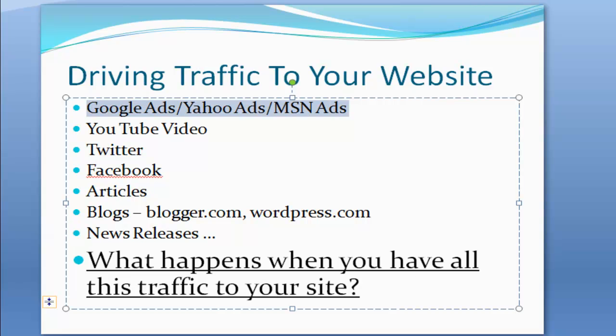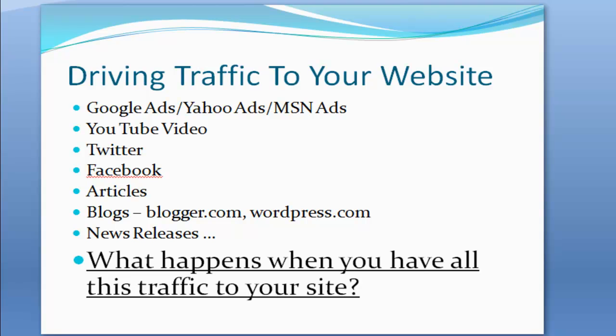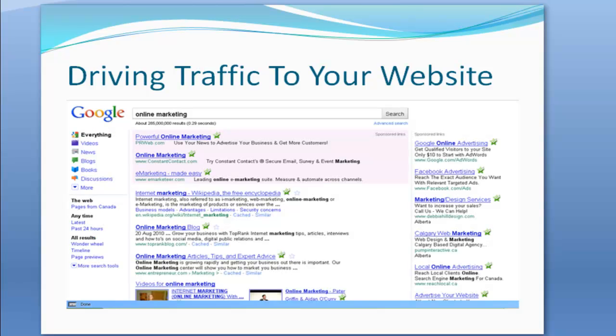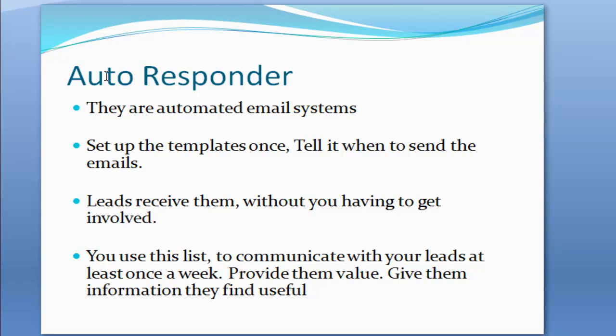So what happens once you capture their names, and what do you do with that email address and the name? Well, what you're going to have to use is something called an autoresponder. An autoresponder is basically an automated email system that takes a list of emails and names and sends periodic emails to them. Just like I mentioned, it takes 6 or 7 times before a lead takes an action, buys something.